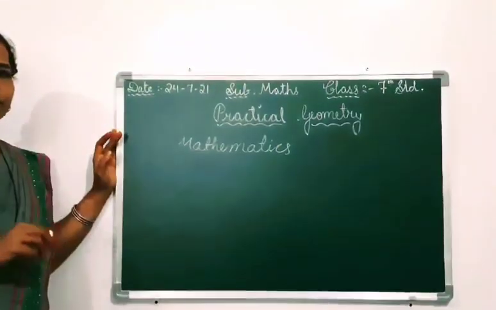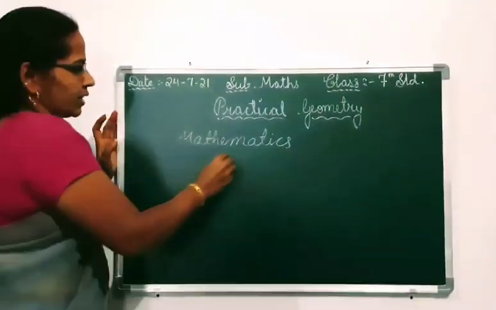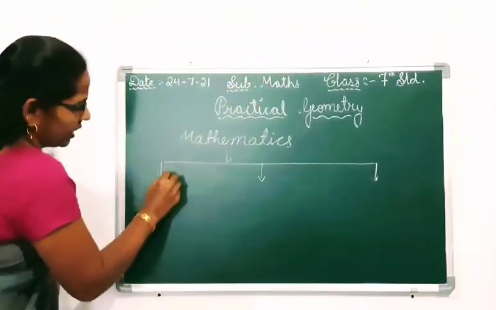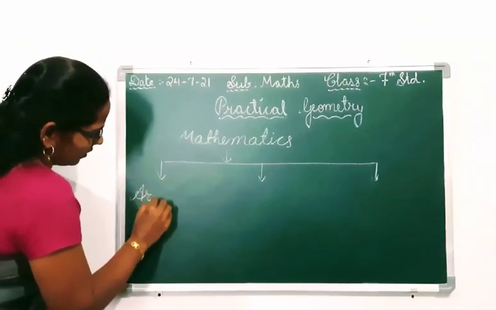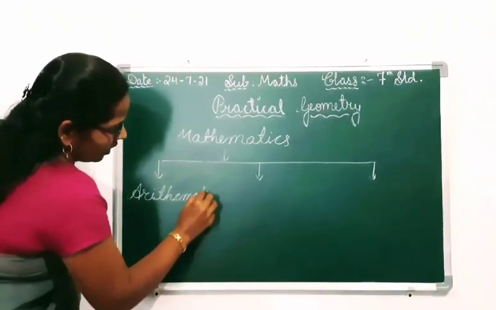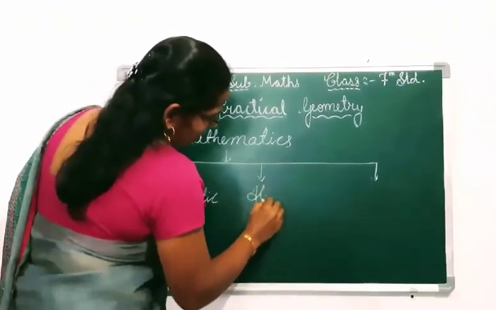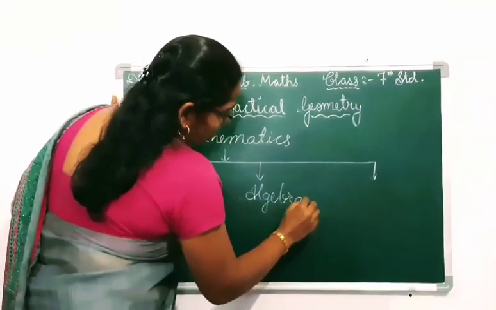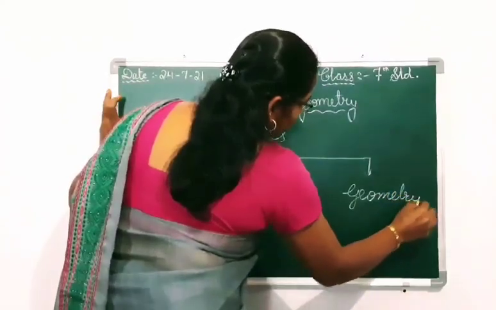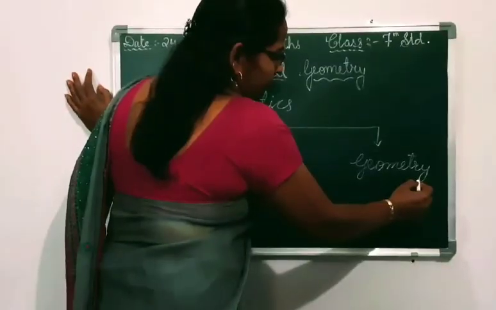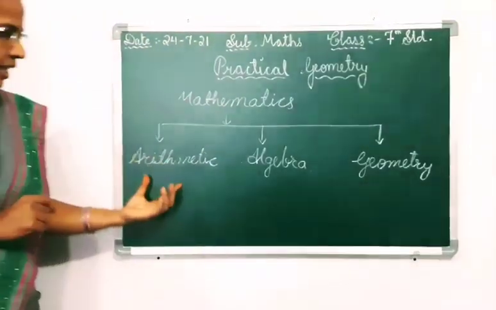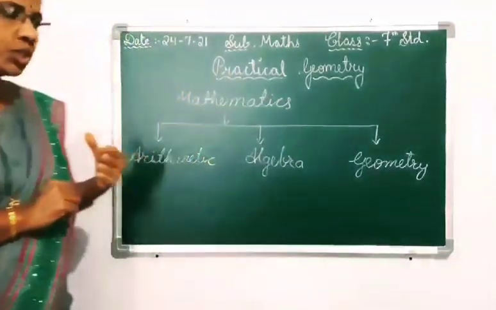Children, the mathematics subject is mainly classified into three branches. First one is arithmetic, algebra, geometry. So there are three branches in mathematics: arithmetic, algebra and geometry.